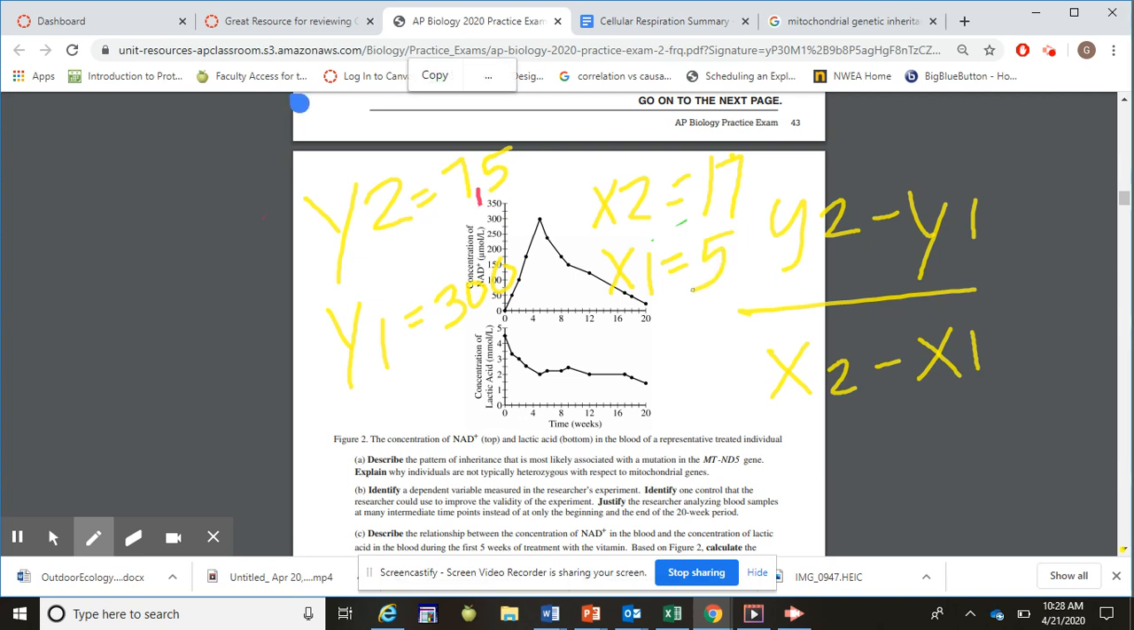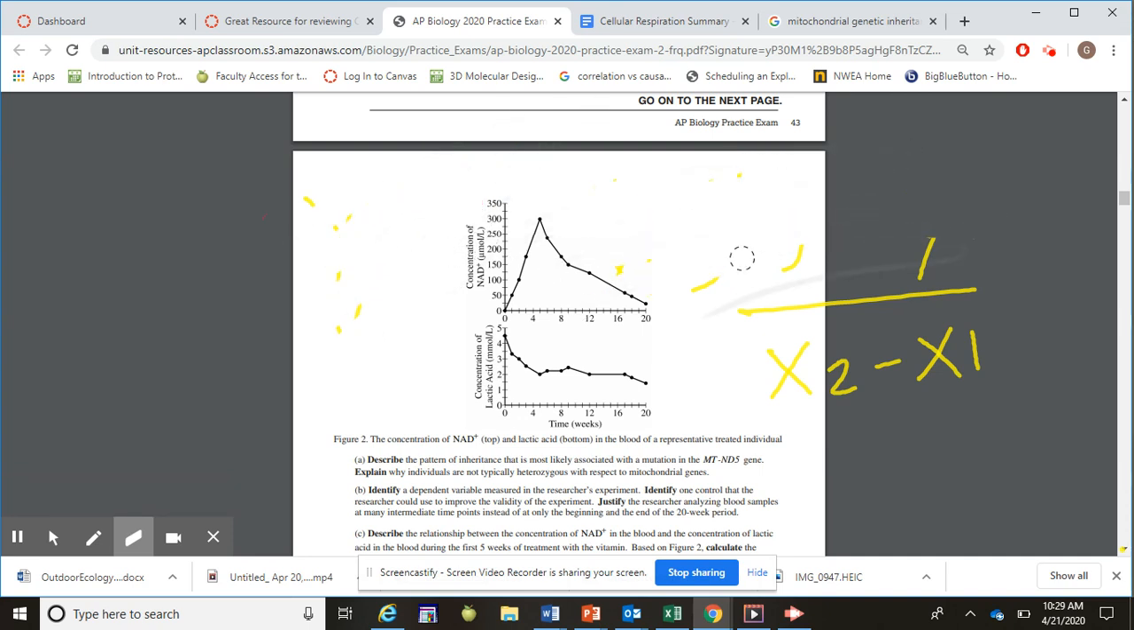So you would just plug the values in and you would determine the rate. And remember that you don't get credit for a rate unless you include the units. So our units would be the concentration of NAD+ over time. Okay.